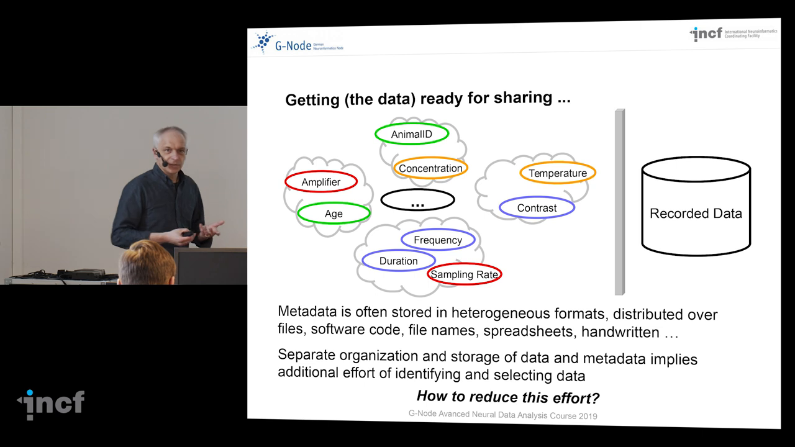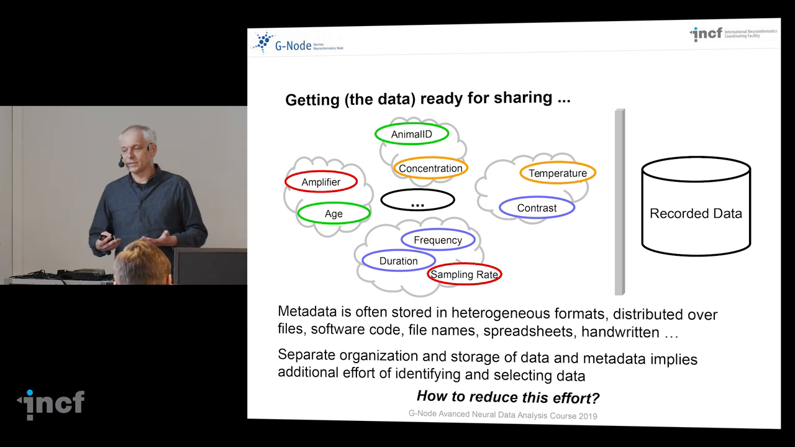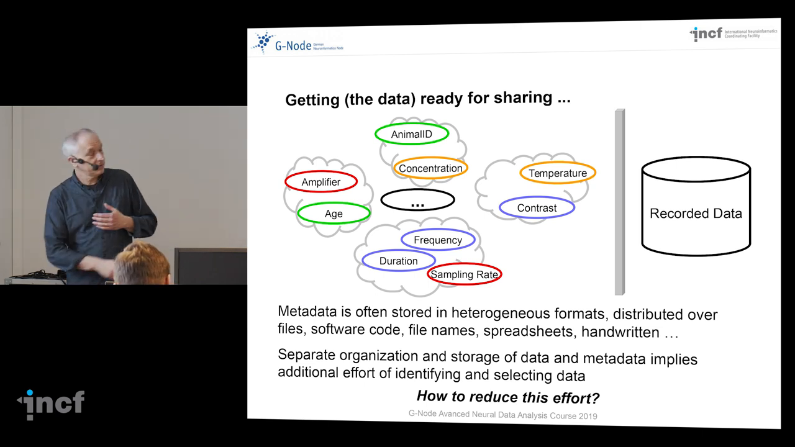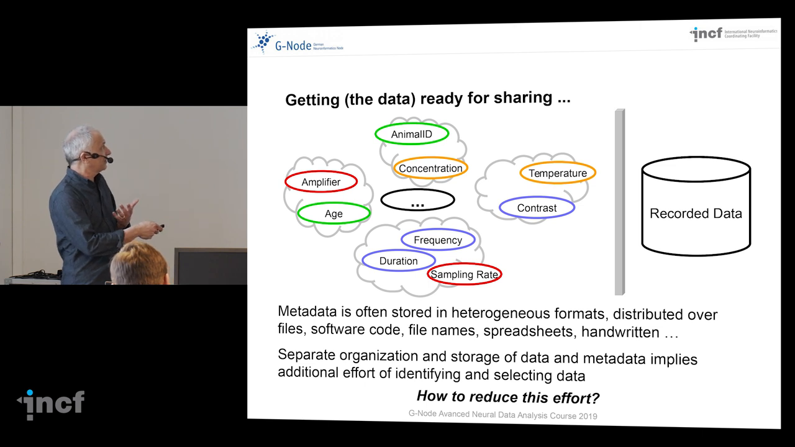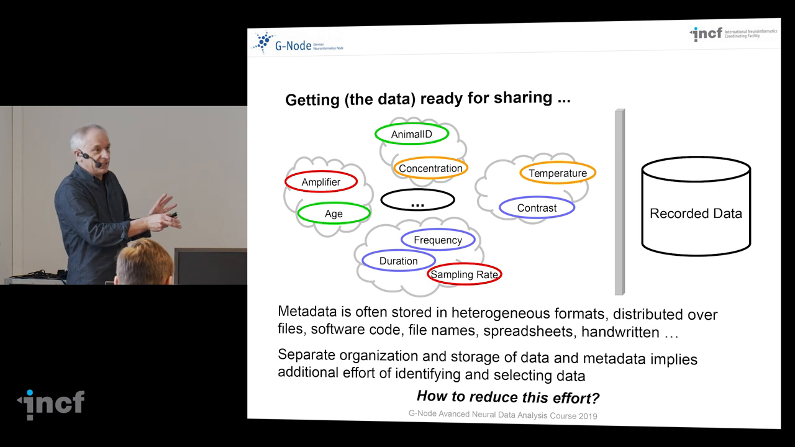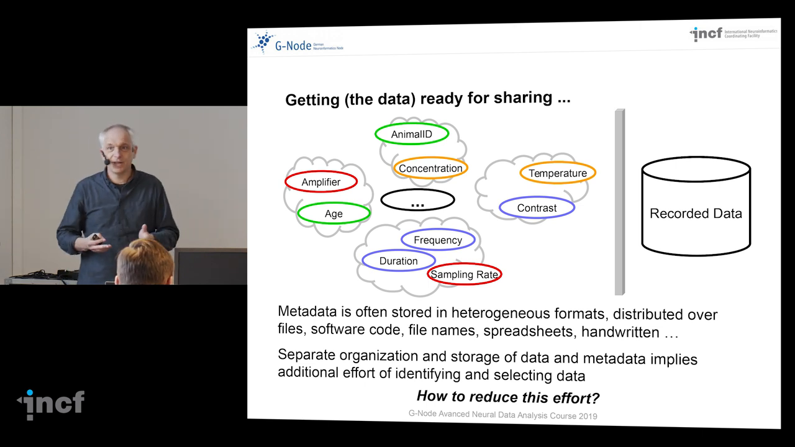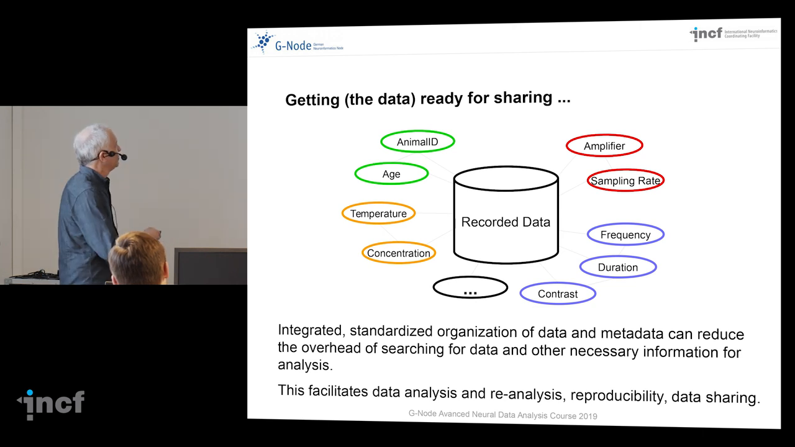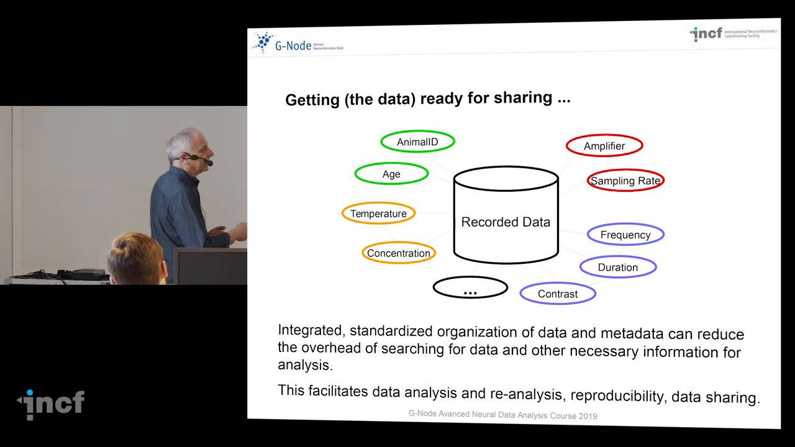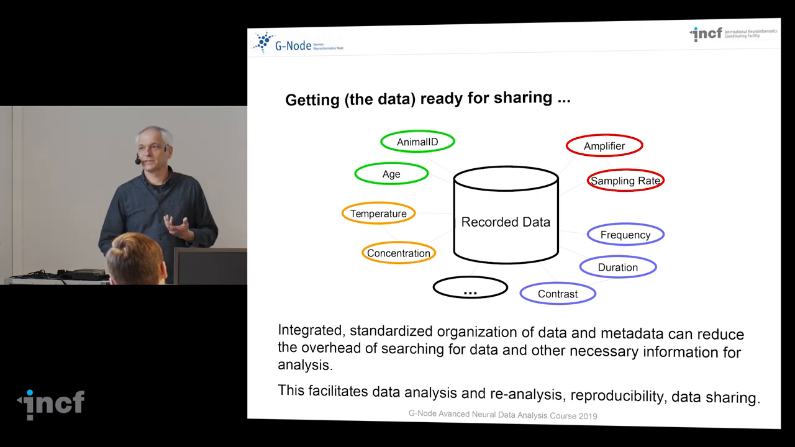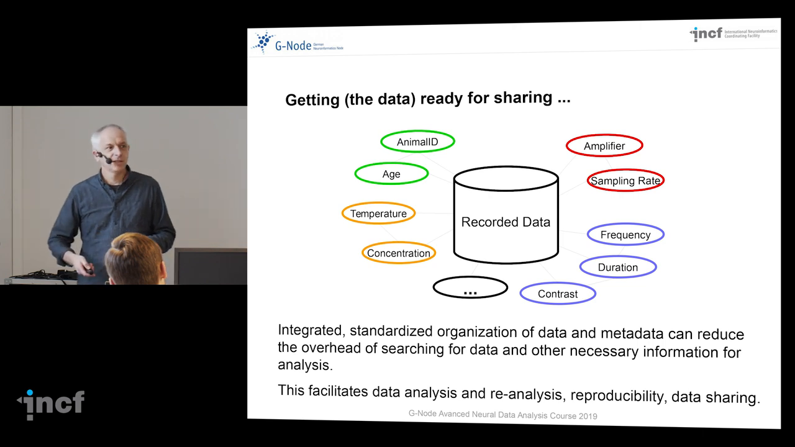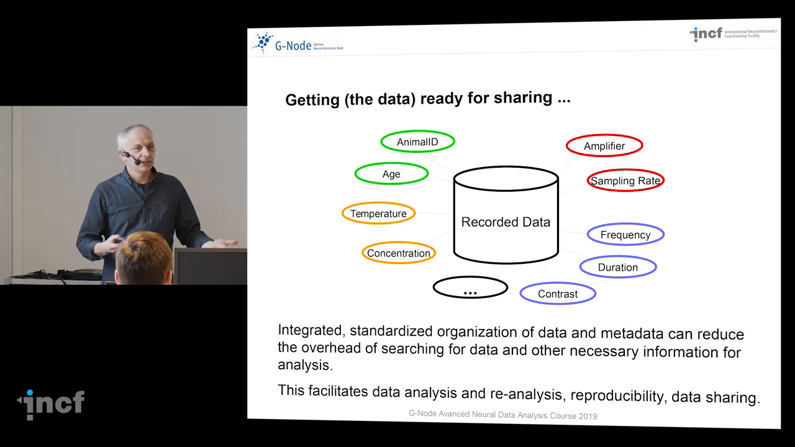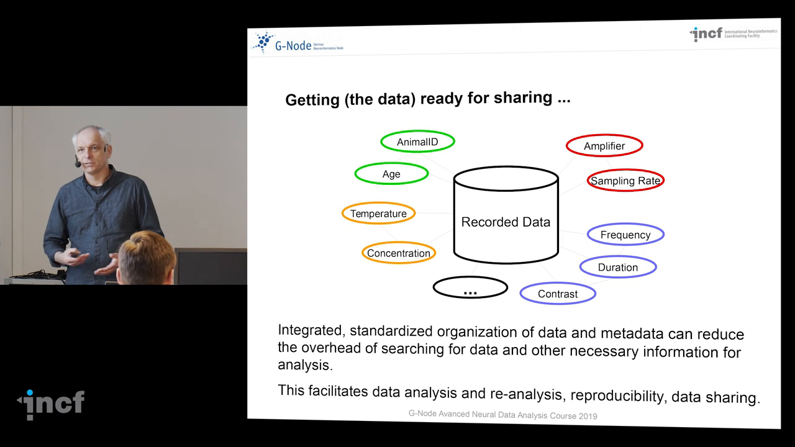So all the different information is in different formats, and the question is how do you bring them together? Typically they are also remote from the data. You have the data in some files and the metadata in other files. How do you relate them? Ideally, you would want to link the metadata to the recorded data so that you are able to find data based on the recording conditions, for example, or stimulation conditions and so forth.